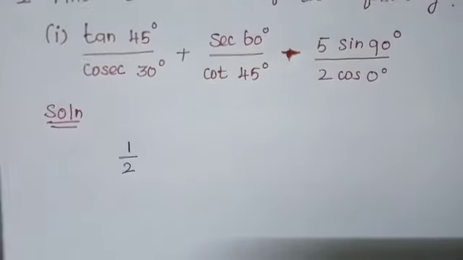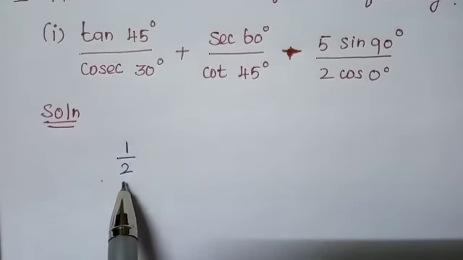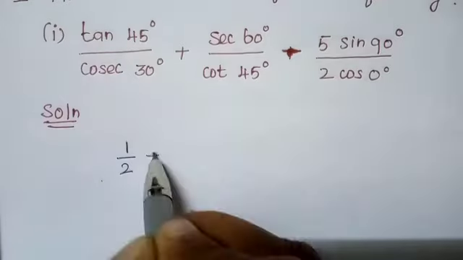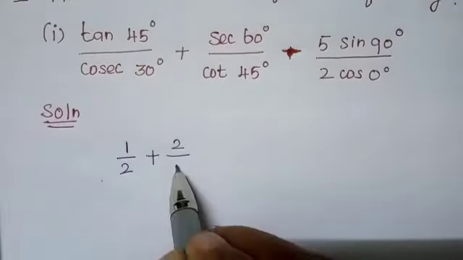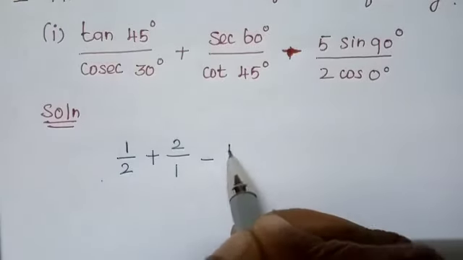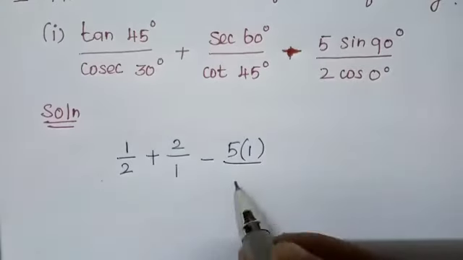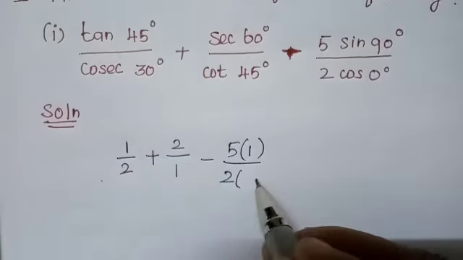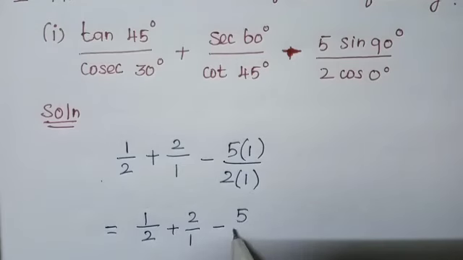Write the values. Tan 45 degree is 1 divided by cosecant 30 degree, that is 2, plus secant 60 degree 2 divided by cot 45 degree 1, minus 5 into sin 90 degree value 1 divided by 2 into cos 0 degree value also 1, which is equal to 1 by 2 plus 2 by 1 minus 5 into 1 divided by 2 into 1 is 2.